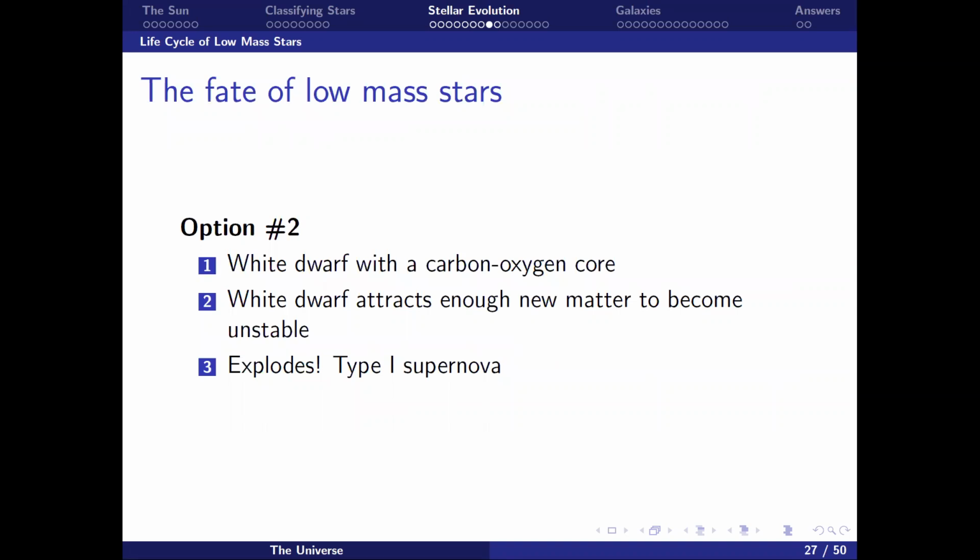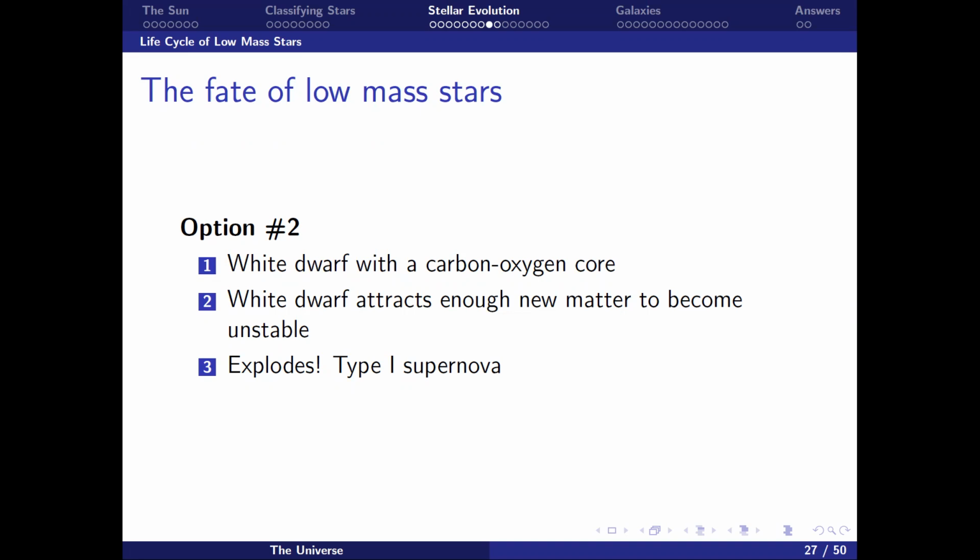Okay, the second option for a low mass star is a catastrophic explosion called a type 1 supernova. And this happens with a white dwarf that has a carbon-oxygen core and that starts to attract enough new matter to become completely unstable. When that happens, that unstable core explodes in a highly energetic explosion.